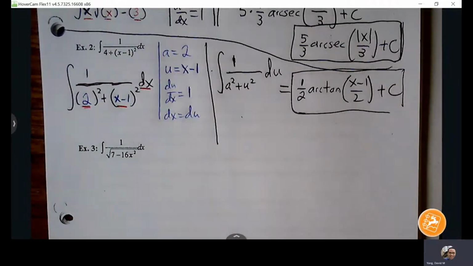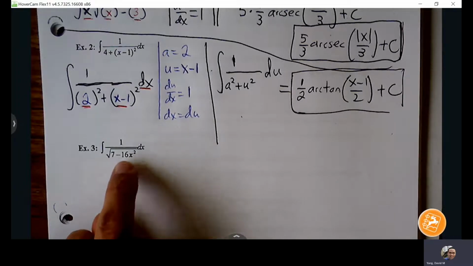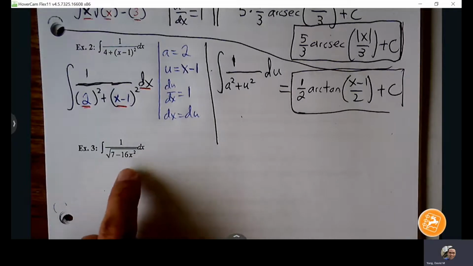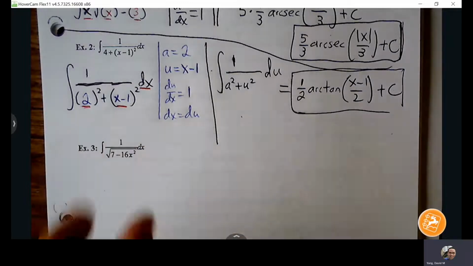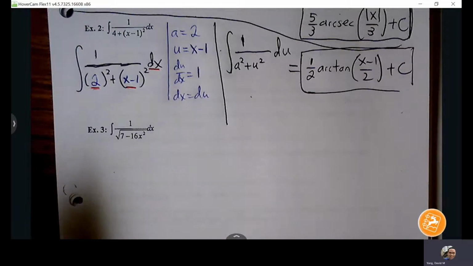Okay, example 3. Expansion. We can't do too many terms in the denominator. U substitution is not going to work either. If we let the u value be the denominator, 7 minus 16x squared, the derivative will be negative 32x, and there's no x in the numerator to pair up and get rid of. So a normal u substitution is not going to quite work.